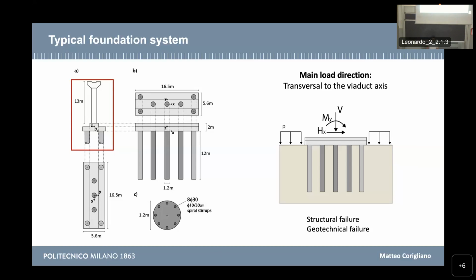And the main load, or the main direction of load, is the direction transversal to the axis of the bridge. So the disposition of the piles is justified by this fact. So we have a viaduct, and the main load direction for the foundation is transversal to the direction of the viaduct.